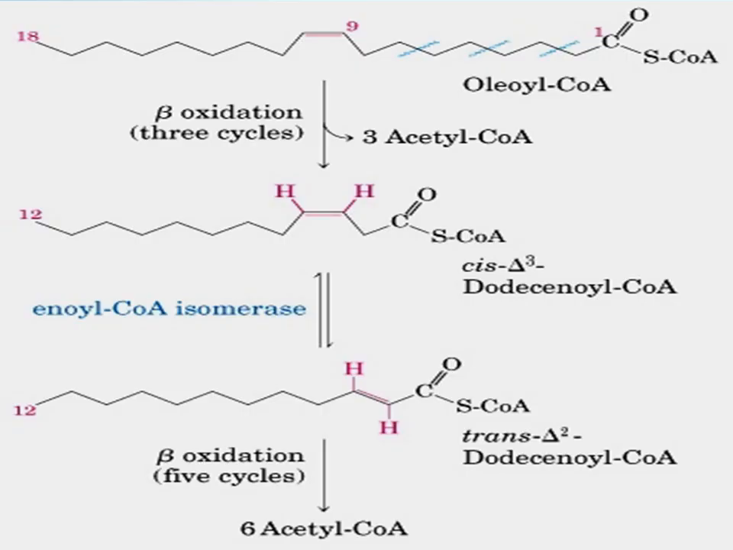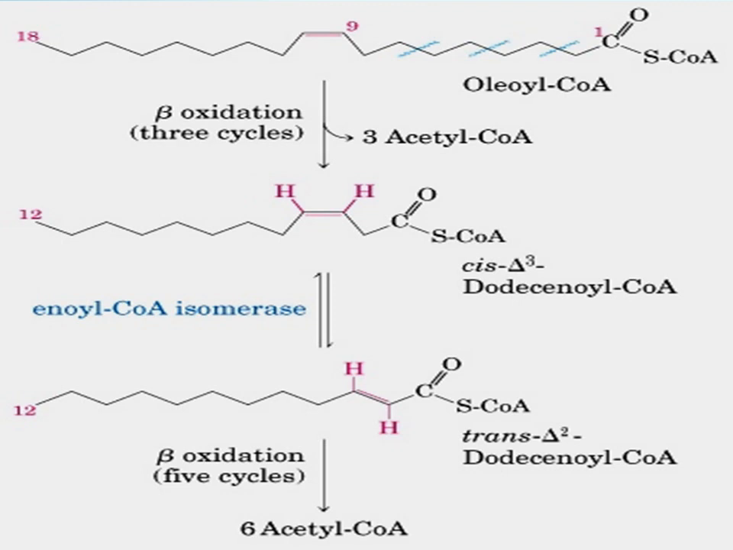You can see here oxidation of a monounsaturated fatty acid, that is oleic acid, having 18 carbons in its structure and one double bond between the 9th and 10th carbon atom. Oleic acid undergoes beta oxidation just like a saturated fatty acid, and in 3 cycles of beta oxidation it releases 3 molecules of acetyl coenzyme A, and the product which is formed is cis delta 3 dodecenoyl coenzyme A. This product has one double bond between the 3rd and 4th carbon atom. This double bond is in cis configuration, and because of that this product cannot undergo beta oxidation further.